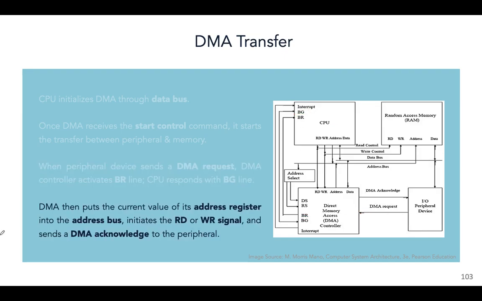DMA then puts the current value of its address register into the address bus, and initiates the read or write signal depending on whether this device needed the memory for reading or writing purposes. Then it sends a DMA acknowledgement to the peripheral device. So once it gets access of the buses and places the address of the desired memory location into the address bus, it acknowledges to the IO device that direct memory access can now occur, and you see this direct memory access can then occur between the device and the memory without any interference from the CPU.